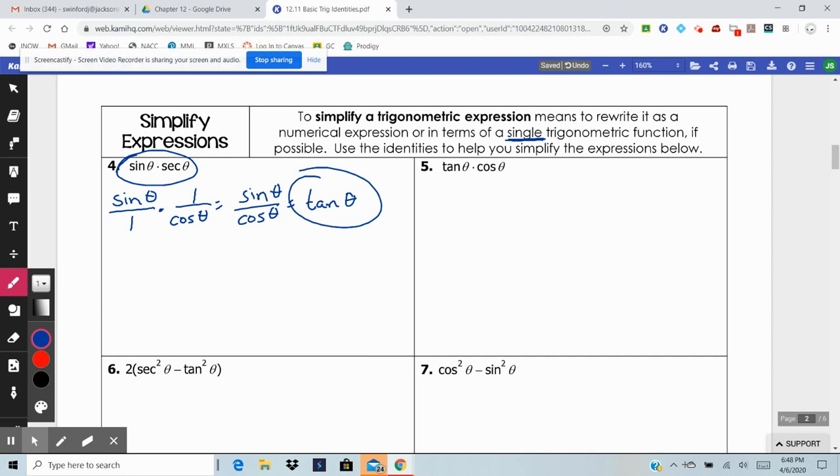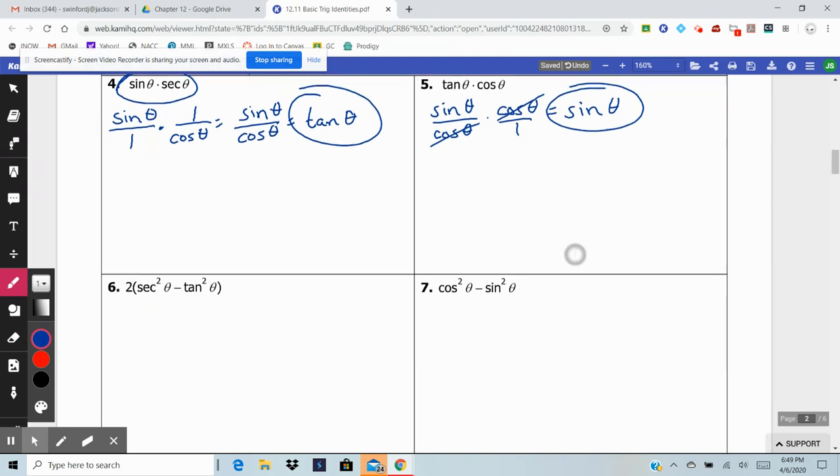Second problem. Again, instead of tangents and cosines, let's try to write those tangents in terms of sines and cosines. So I know that tangent, from what I just did, is the same thing as sine over cosine. And I've got to multiply that by cosine. And what happens? The cosines cancel. And you get just sine. So we've written that as a single function.